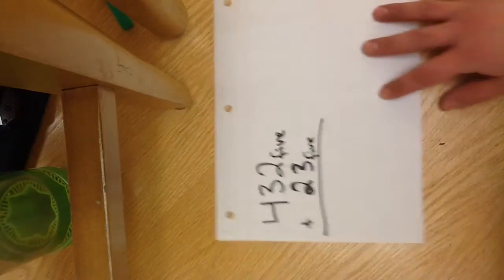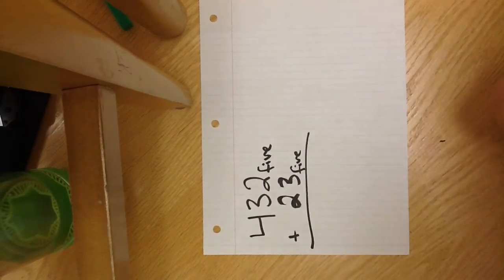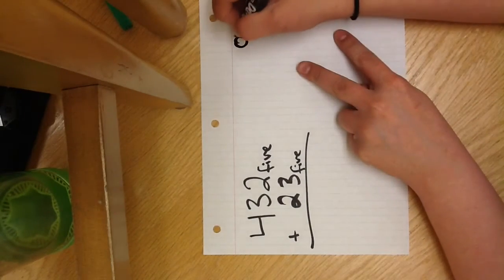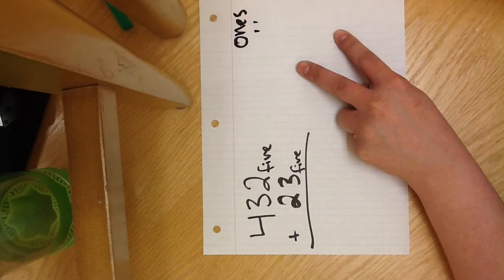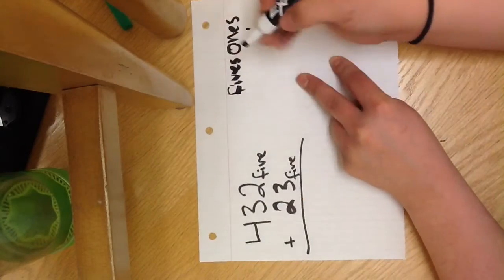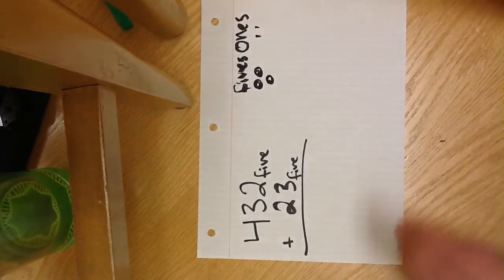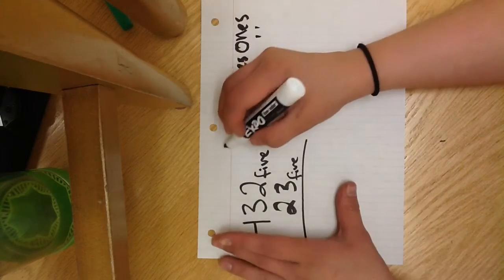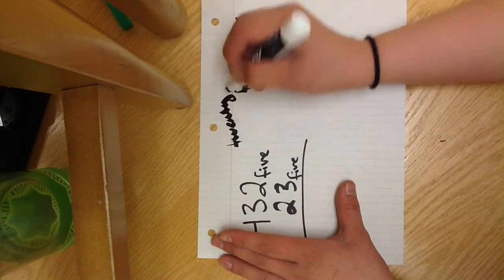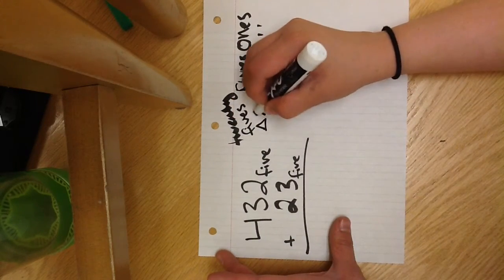Okay, so now to do our addition, we have the problem 432 plus 23 in our base 5 system. So what we're really showing here is in our ones column we have 2. In our 5's column, right here we have 3, which I'm going to represent as circles that are bigger. And in our 25's column, which I'm going to write out here, in our 25's column we have 4.